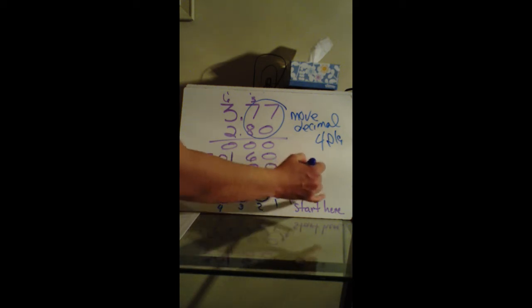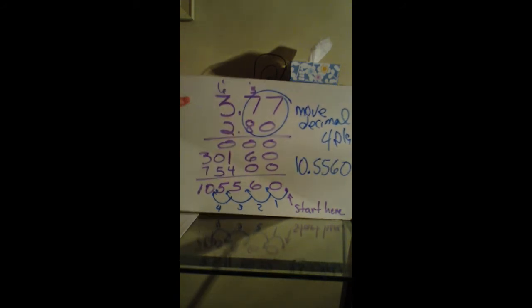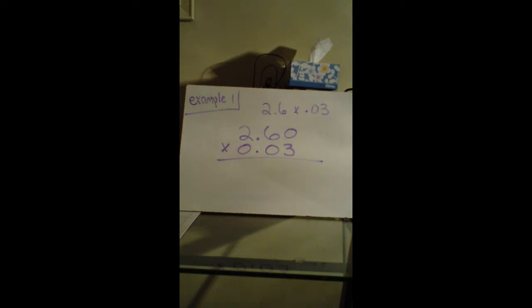So 1, 2, 3, and 4. My new decimal goes there, and my answer is 10.5560. Now, if you watch the other video for the other method, you'll see that we now have the same answer, 10.556. All right, let's look at one more example.